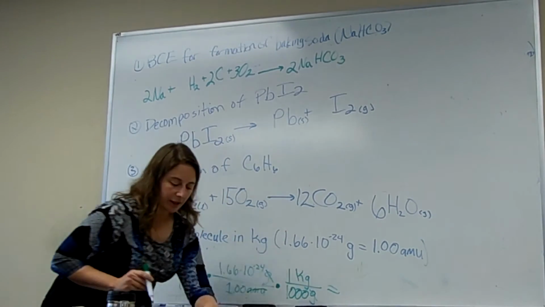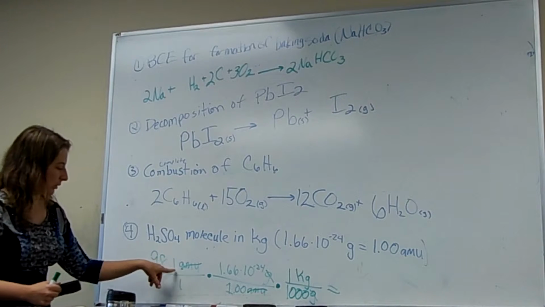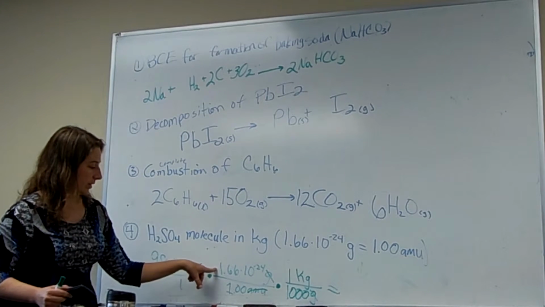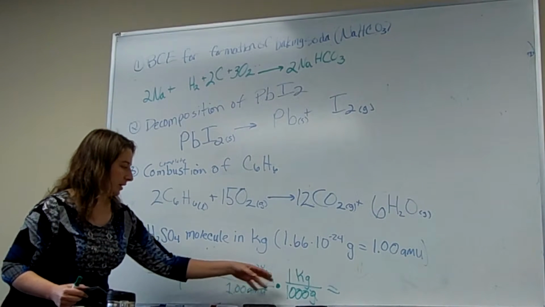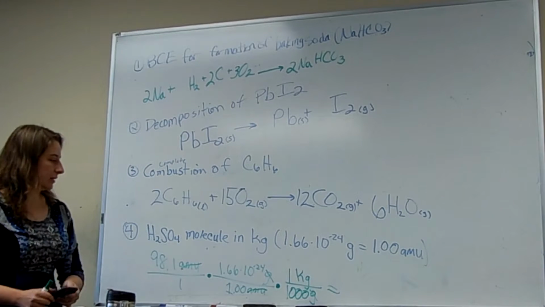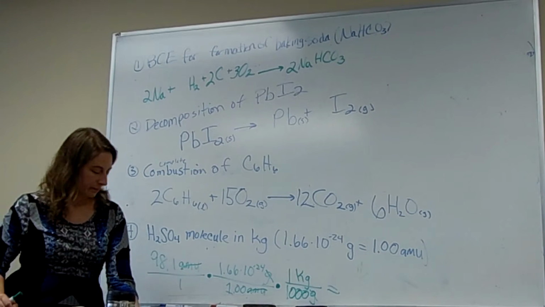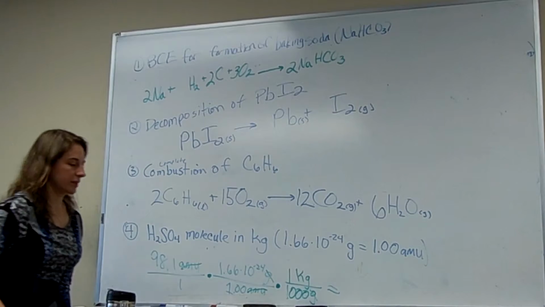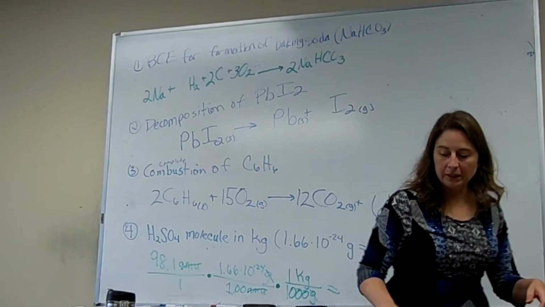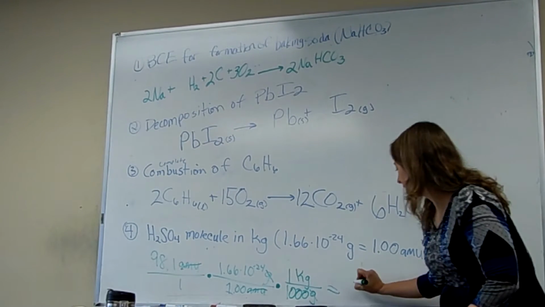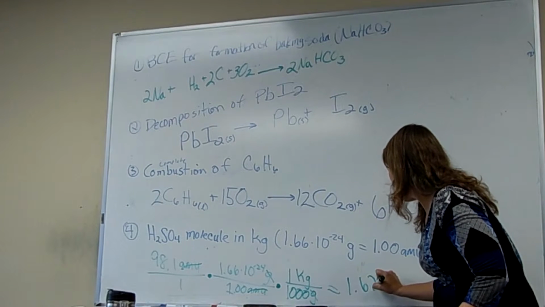So then I just take my calculator and do 98.1 times the conversion factor divided by 1, which is nothing, times 1 divided by 1,000, and I get that answer. I know there are lots of other ways you can convert to kilograms, but that's one of them. So what do you get? I got 1.62 times 10 to the negative 25.